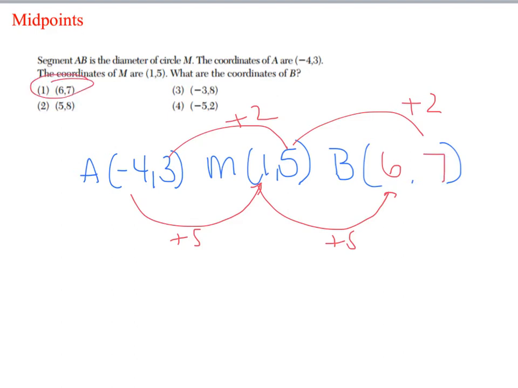If you want to check if you're right, do the midpoint formula using A and B. Find the average of the x's, find the average of the y's, and you should get the midpoint they told you in the problem.